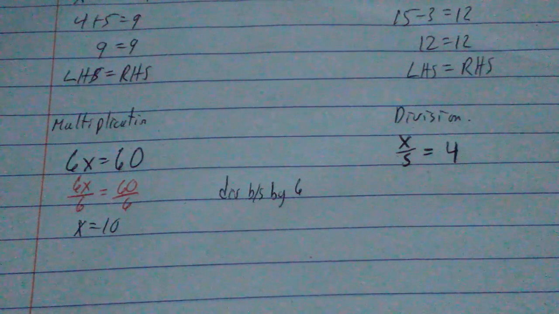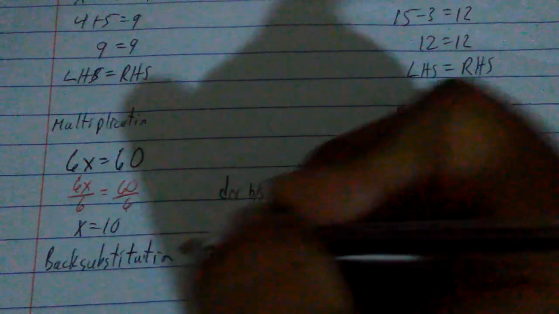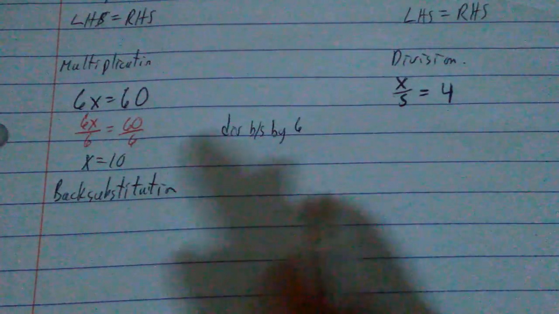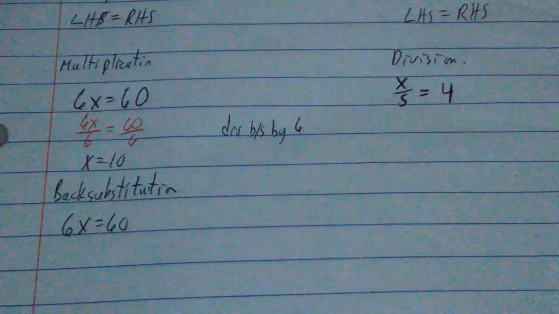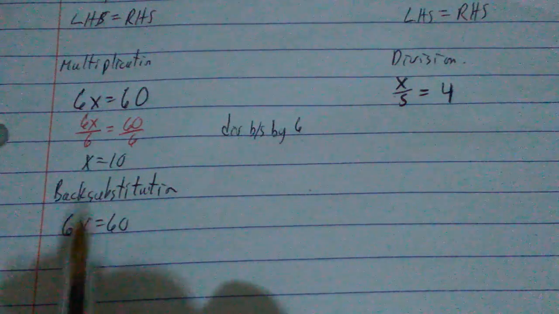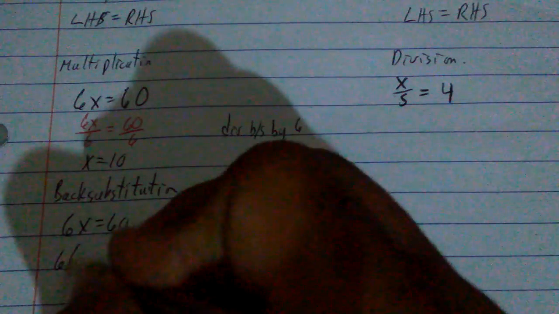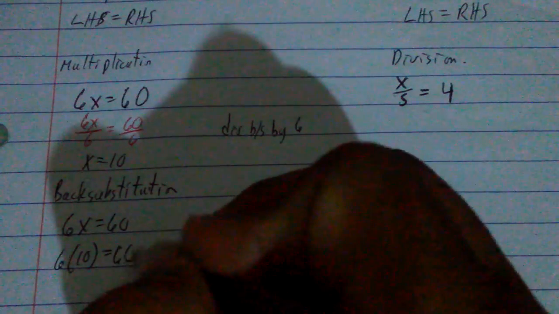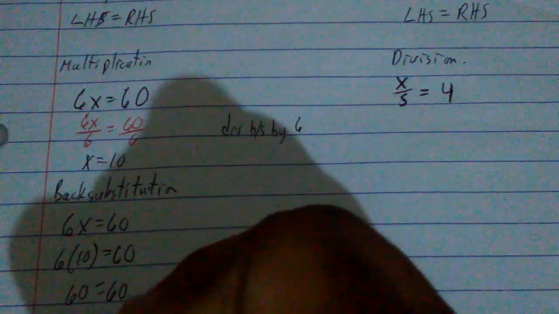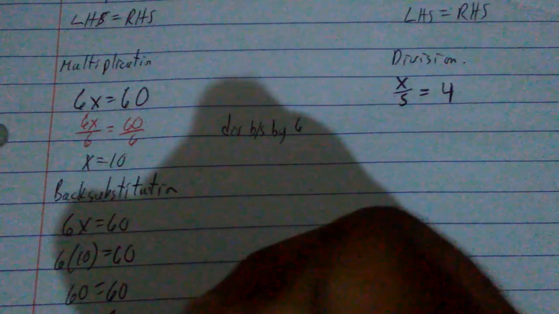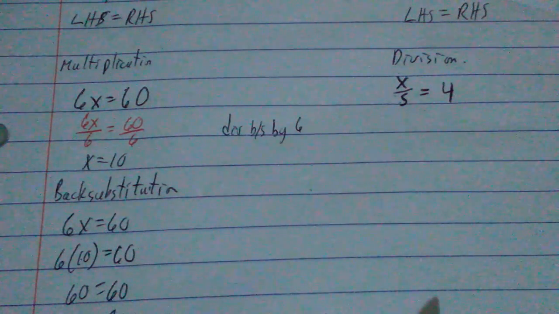That was our solution. Now let's prove that this is true. We'll do a back substitution. What do we do first in back substitution? We write out the equation, which is 6x equals 60. And since x equals 10, we substitute 10 there, and that will give us 60. And 6 times 10, that's 60 equals 60. So your left hand side is equal to your right hand side. So we're finished with that one there.